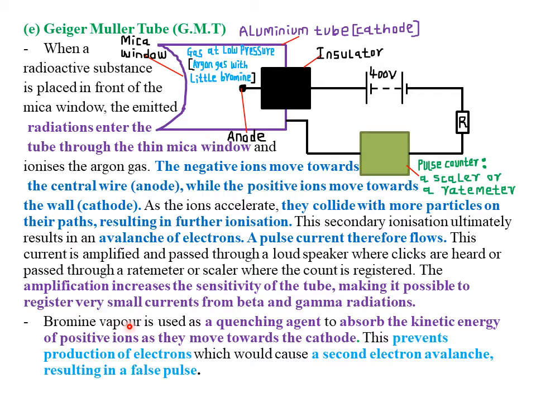So these are very common questions. You can be asked, state the purpose of bromine gas in a GMT, or the bromine vapor. The reason is it acts as a quenching agent. Then you can be asked, what do we mean by a quenching agent? It is simply a substance that absorbs the kinetic energy of the positive ions as they move towards the cathode. Then what is the importance of a quenching agent? Why should we absorb the kinetic energy of these positive ions? To prevent production of electrons, which will cause a second electron avalanche, resulting in a false pulse, that is, a false count of the pulse current that has been produced.